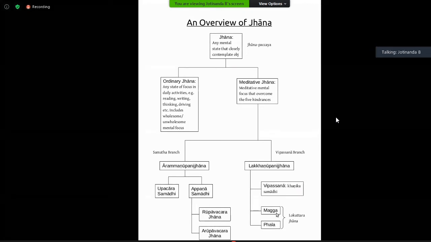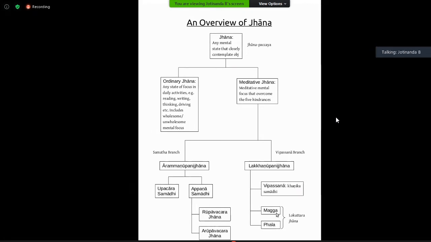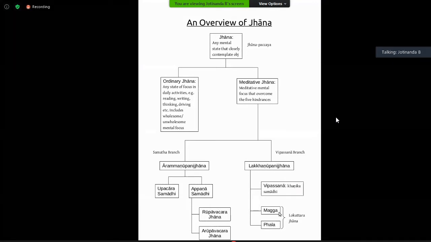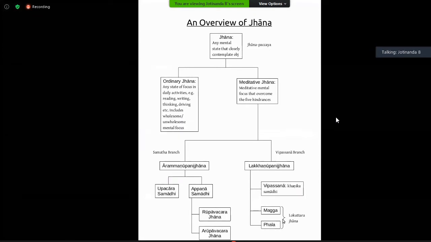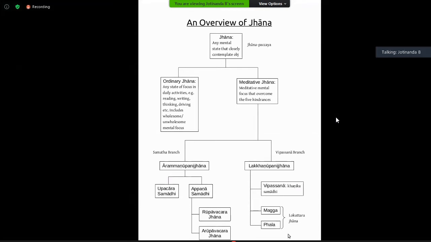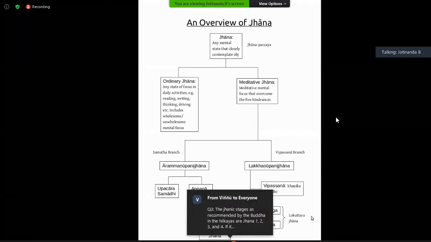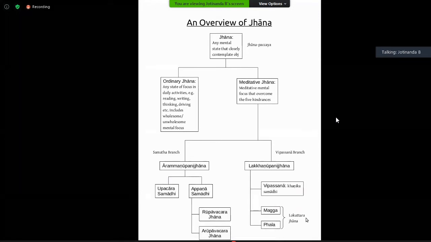Actually, you see, magga also takes nibbana as object. But even though it takes nibbana as an object, at the time of magga, the mind is actually penetrating the Four Noble Truths, the experience of truth. So magga and phala come under what we call lokuttara jhana. Because at that time, the mind is focused on nibbana. There's some kind of absorption in the object of nibbana, especially with phala. So it's called lokuttara jhana.